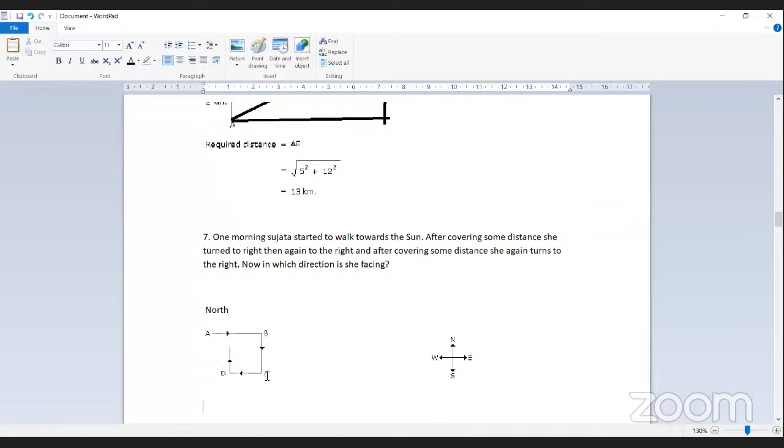Then again, after walking some distance, she again turns right. Okay, this time towards west. Then after that, she again turns right. So that would be upward, northward. So she is facing the north direction. If you just see here, you superimpose also, you'll see she's facing north. Okay, any doubt? No, ma'am.